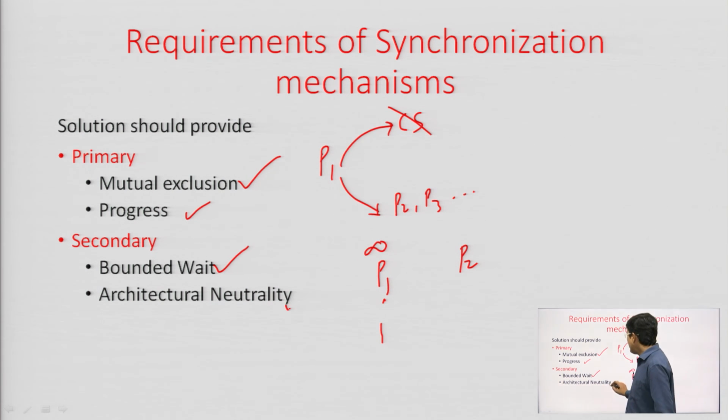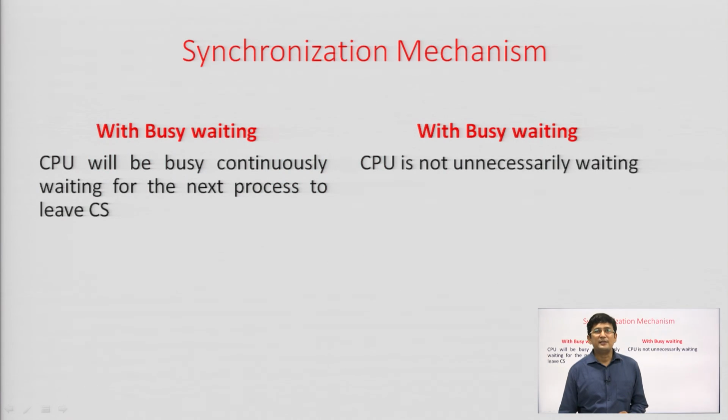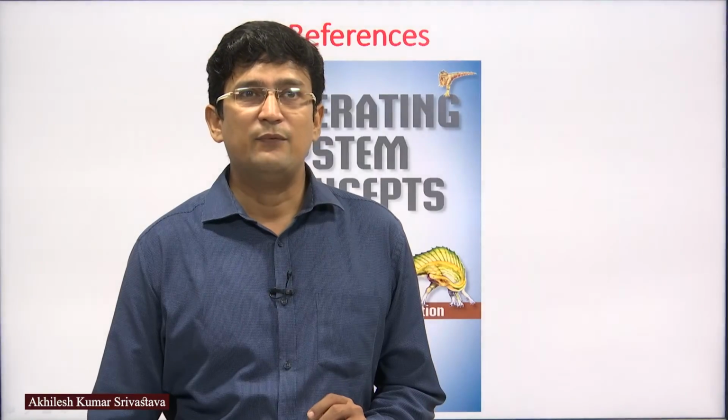And architectural neutrality means a solution which you have designed should not run only on a few systems, it should run on all types of systems. It should not be platform dependent, it should not be machine dependent. Fine. So, we will discuss in the next lecture the solutions to the synchronization problems with busy waiting and without busy waiting.